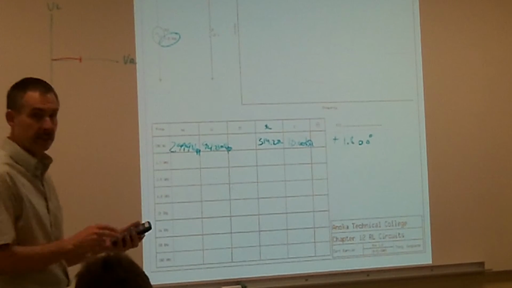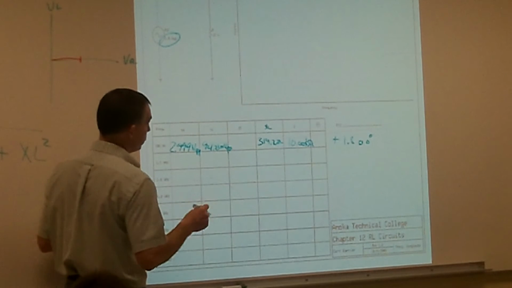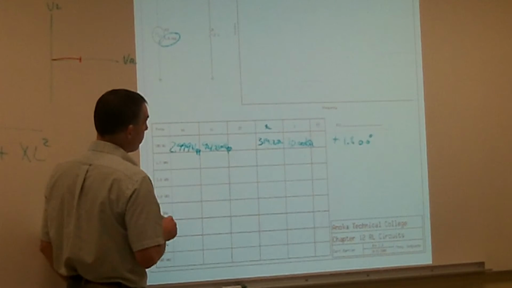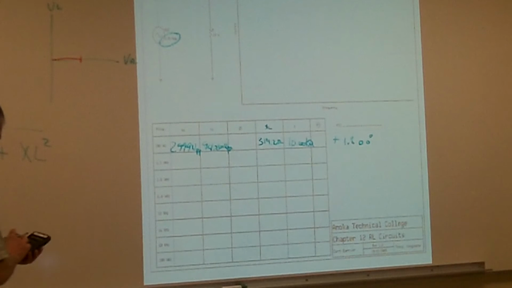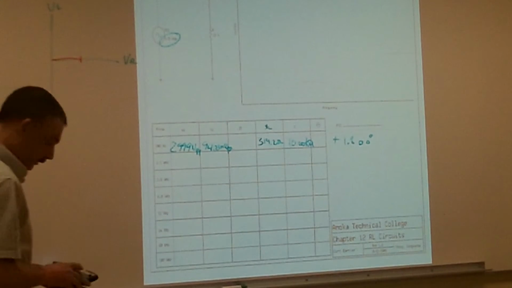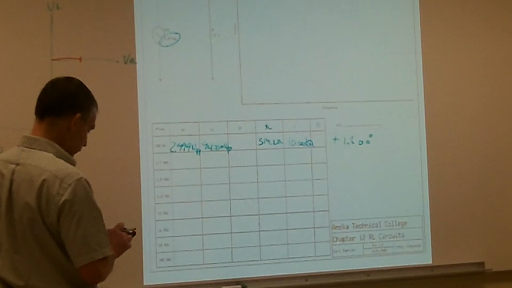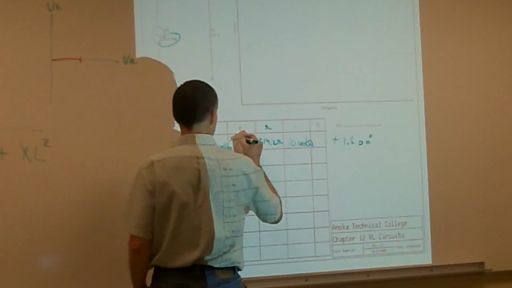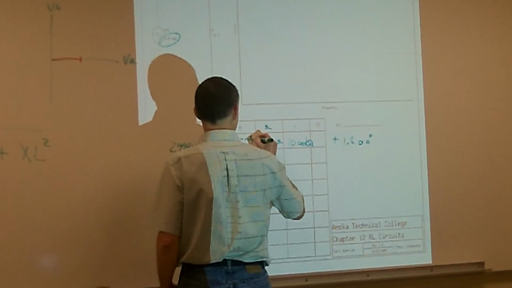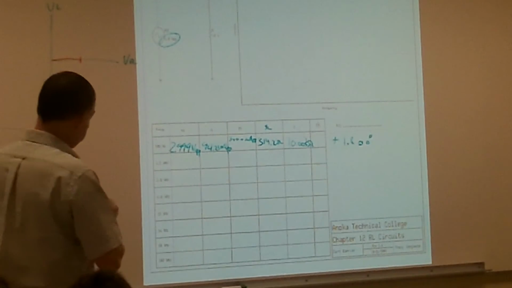Okay, then what's my IT? You got 300 microamps? Yeah, 300 microamps peak to peak. Don't forget your units. All right.